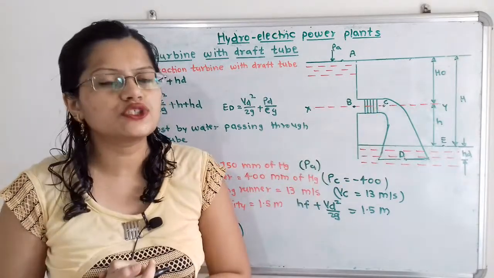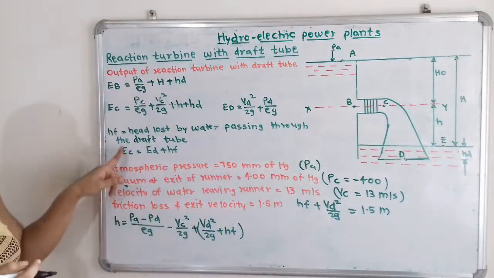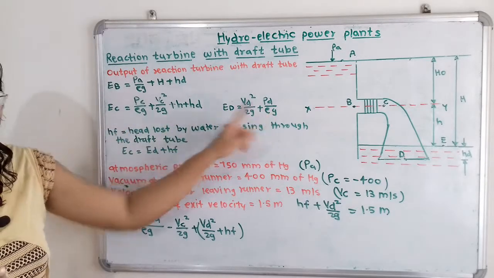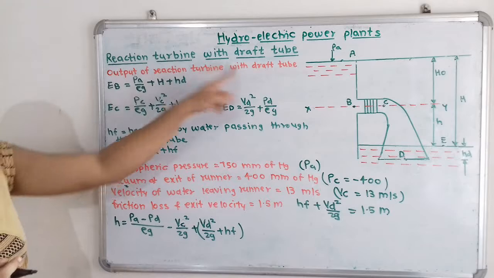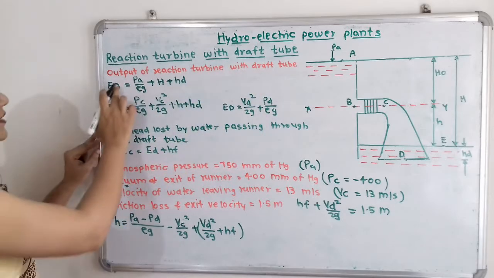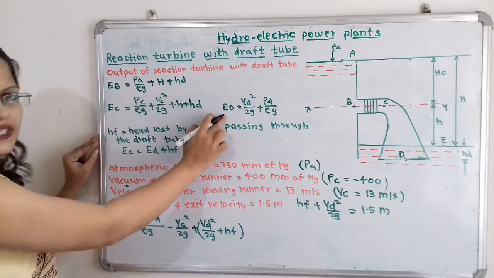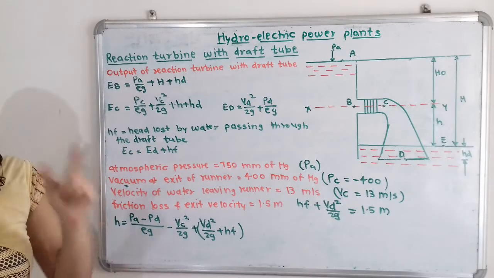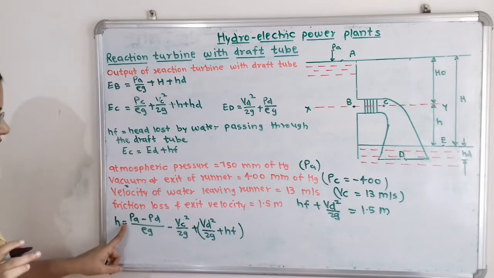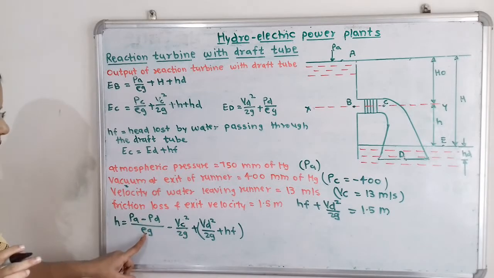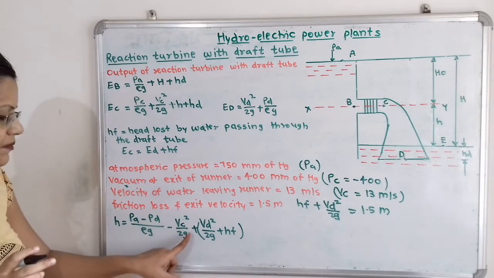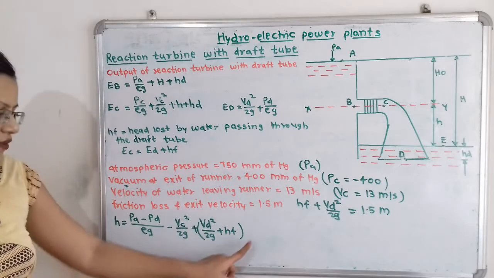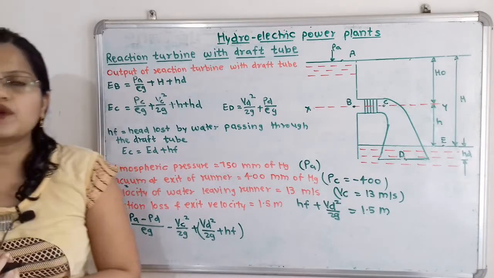So suppose we show this relation, and we put the values of EC as well as ED as given in the formula, which we have seen in the previous video. The energy at the different points is important, so we put the values, and when we simplify this, we get h is equal to (PA minus PD) by rho g, minus Vc square by 2g, plus Vd square by 2g, plus HF. So this formula we get.